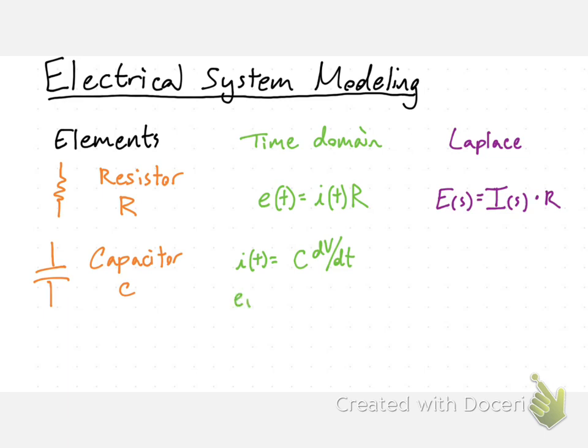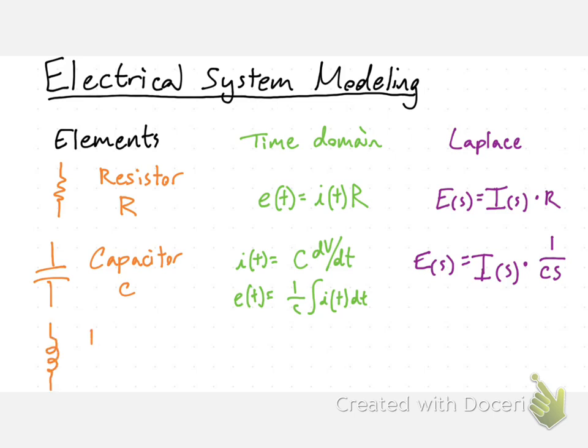But then if we continue on, we can say that our voltage is equal to 1 over C times the integral of our current with respect to time. Now, in the Laplace domain, we know that with a derivative, we multiply by s. For an integral, we're going to divide by s. So we can represent our capacitance as I of s times 1 over Cs, and that is equivalent to integrating in the time domain.